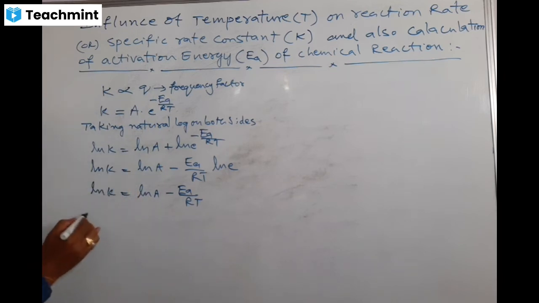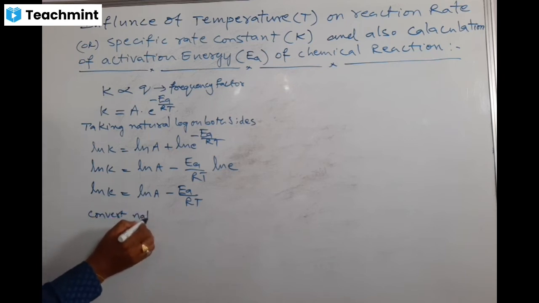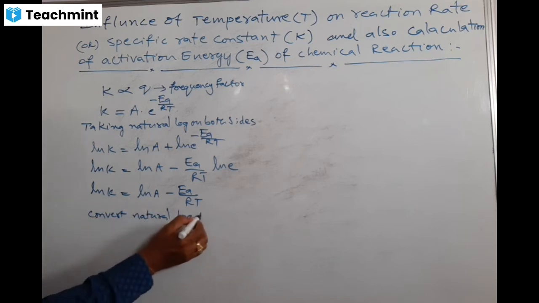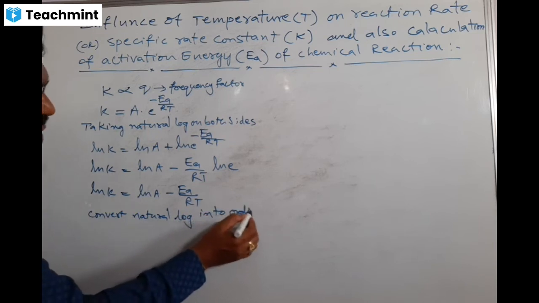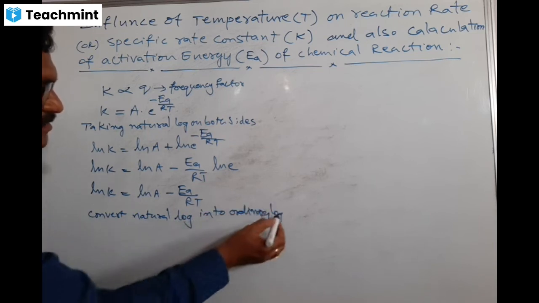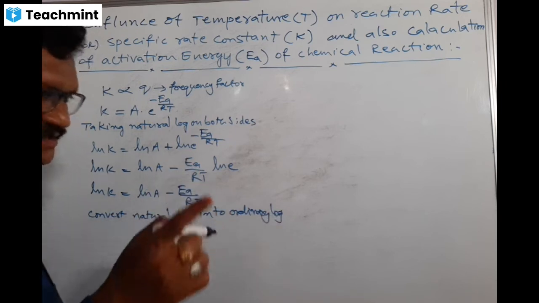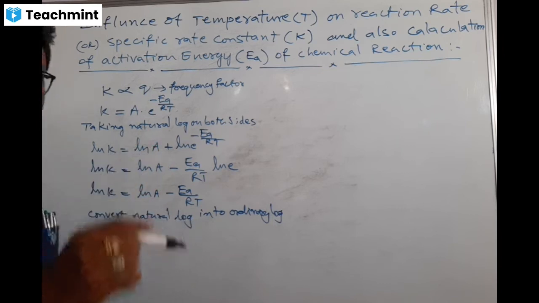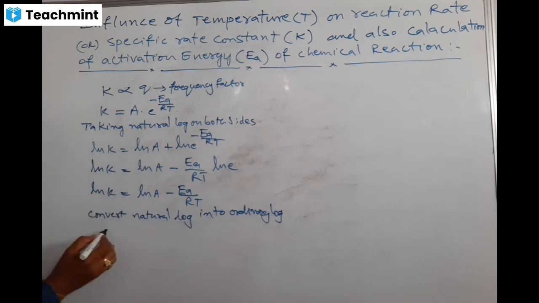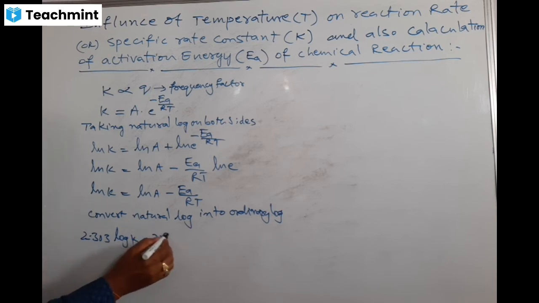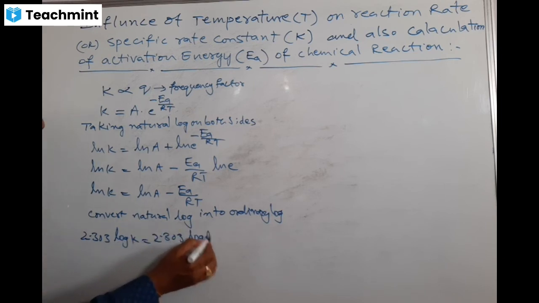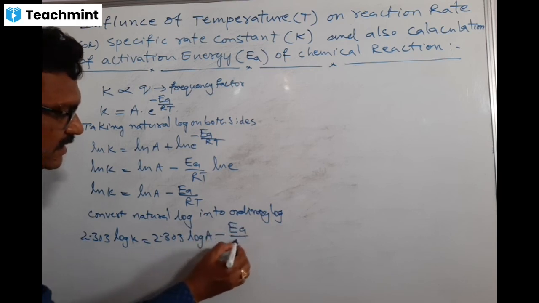Here you can convert natural logarithm into ordinary log. I think you might know well the conversion of natural log into ordinary log. Already we have studied it in first order reactions also. See what relation we have: 2.303 log K is equal to 2.303 log A minus Ea by RT.